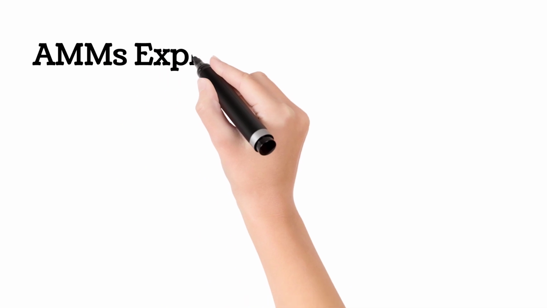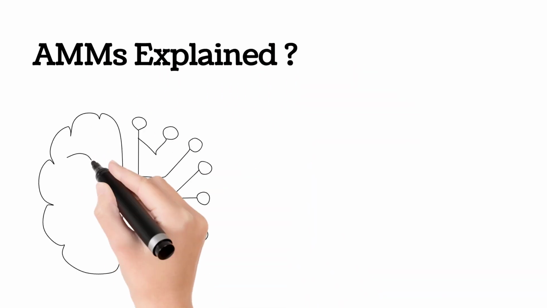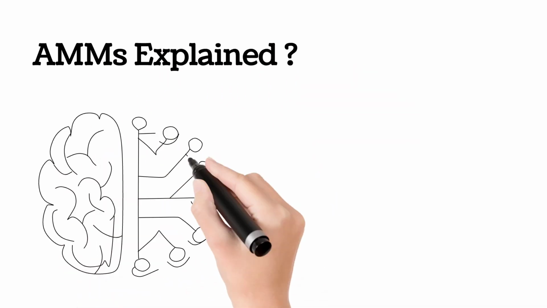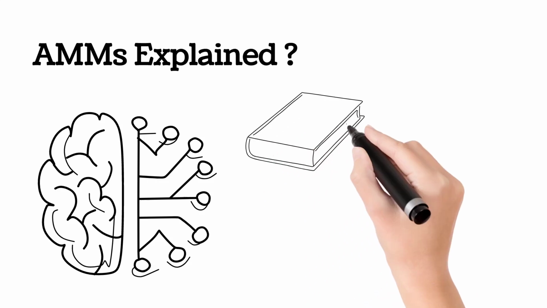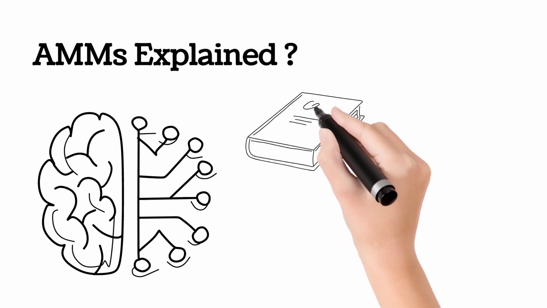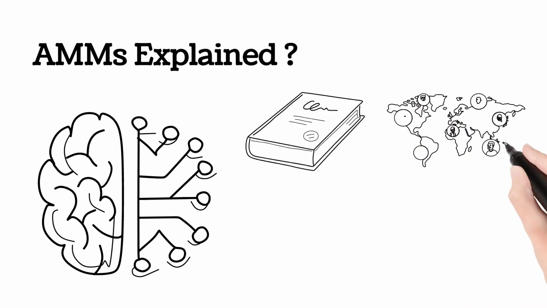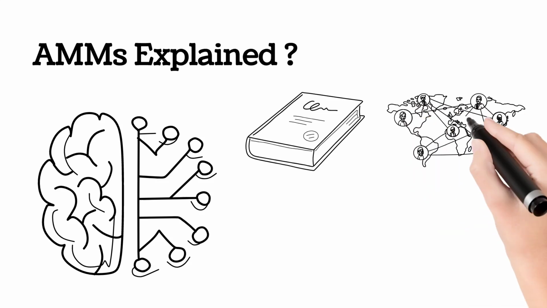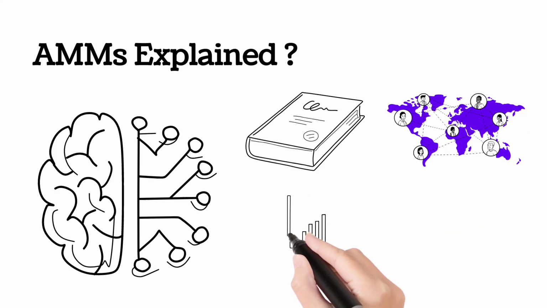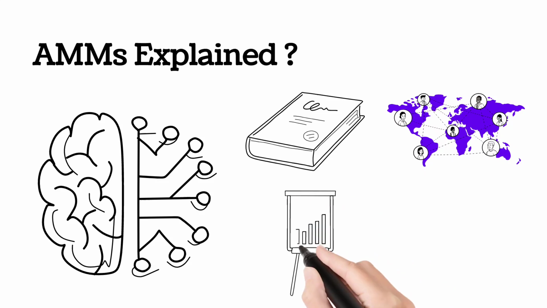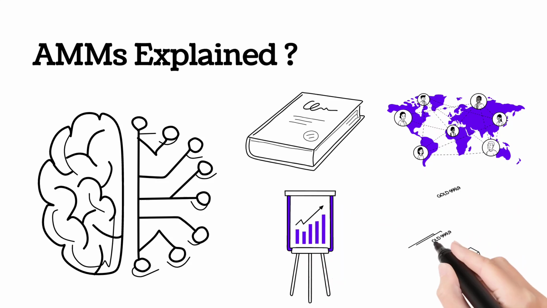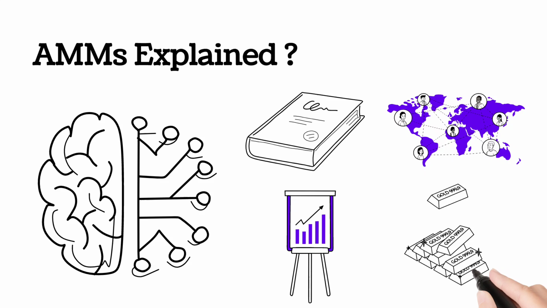DEXs use something called an AMM, automated market maker. Instead of order books like stock exchanges, DEXs use liquidity pools. These are pools of tokens provided by users, not companies. Example: Ethereum and USDT pool on Uniswap. You can trade Ethereum and USDT instantly because both assets are already deposited in the pool.